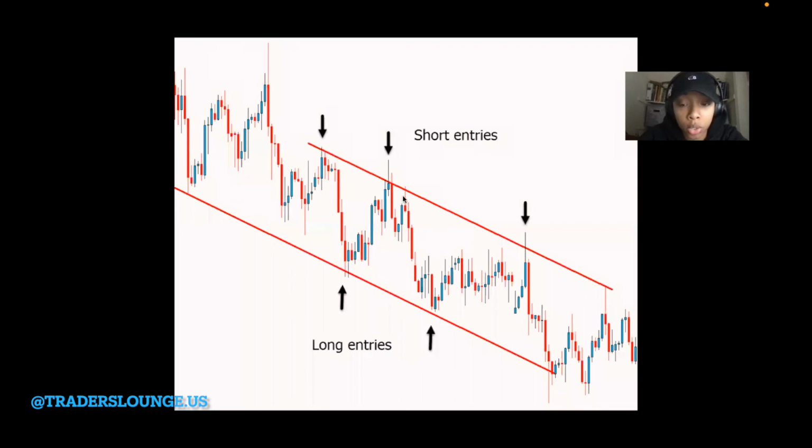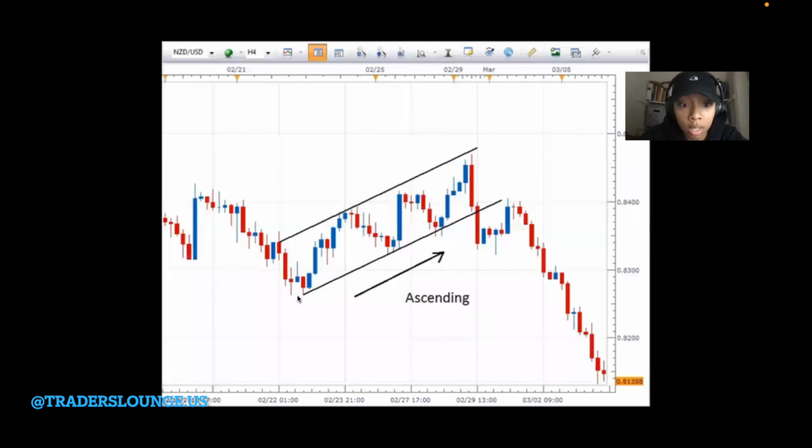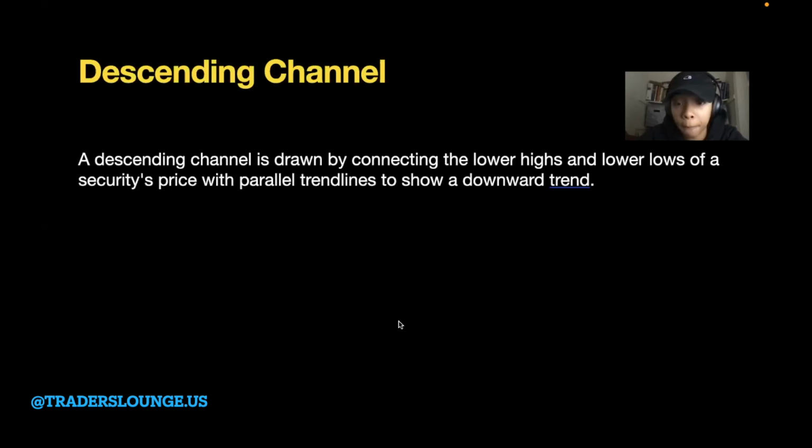Showed us where our entries would be at the top here. And then the entries would be the same thing, like I mentioned before for ascending. So you get in for a buy here, a buy here, a buy here, and then a buy here. And then your sales would be right at the top here, right?